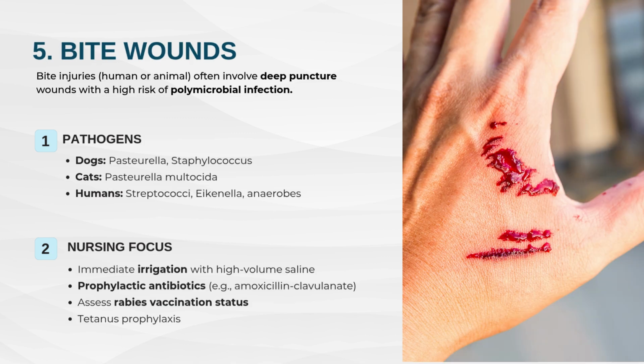Bites from humans or animals pose a high infection risk. Deep punctures trap bacteria and anaerobes. Common pathogens: dogs, Pasteurella and staph; cats, Pasteurella multocida; humans, Streptococcus and Eikenella. Healing: delayed or secondary intention due to microbial contamination. Nursing focus: irrigate with high-pressure saline. Administer prophylactic antibiotics, e.g., Augmentin. Check rabies and tetanus status. Monitor closely for signs of cellulitis or abscess. Early action prevents severe complications.